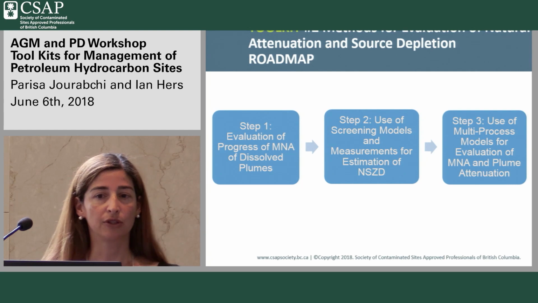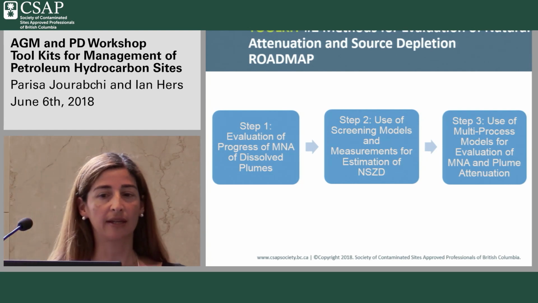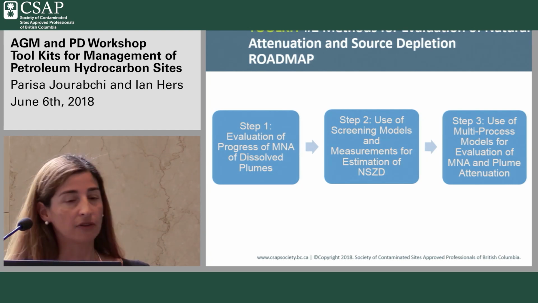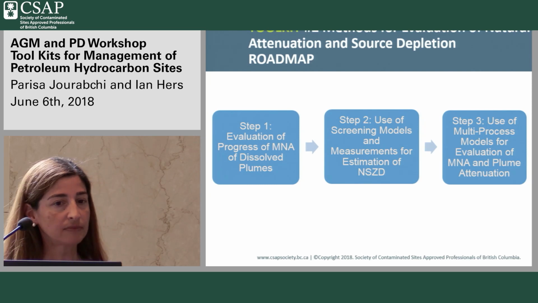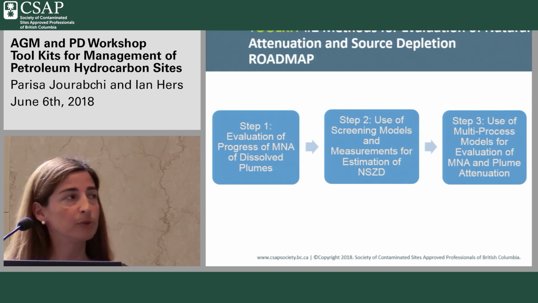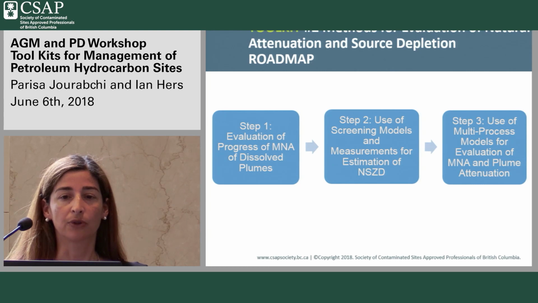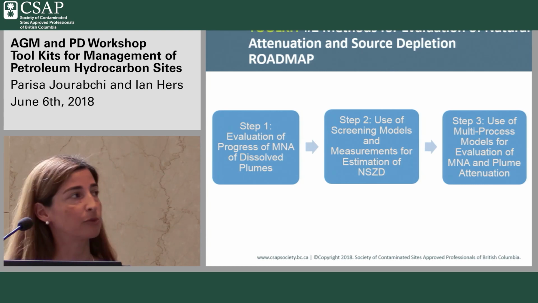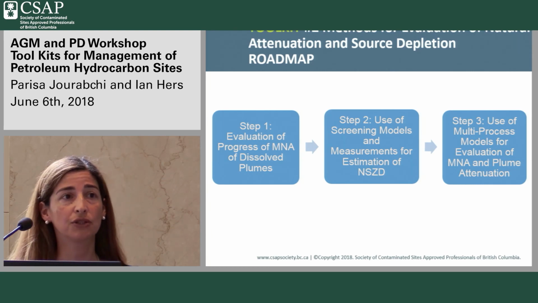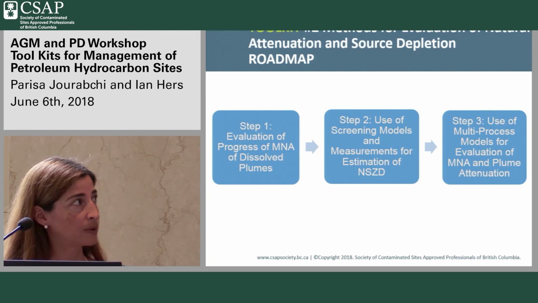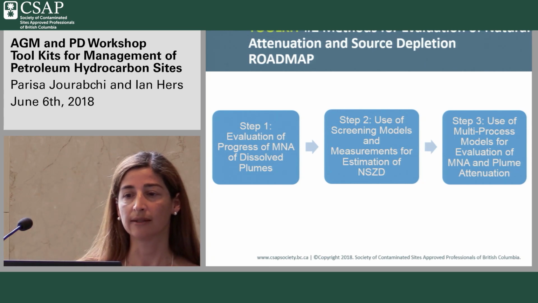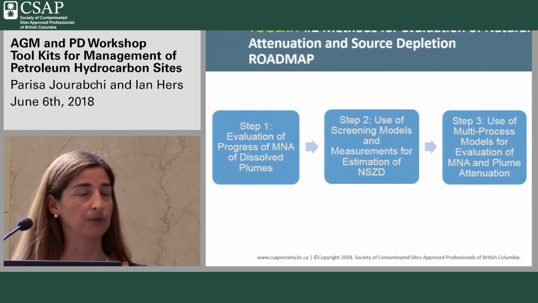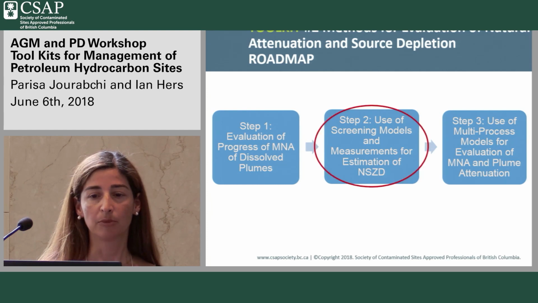Toolkit number 2 consists of 3 different steps. Step 1 is evaluation of MNA and lines of evidence for dissolved plumes. Step 2 is the use of screening models and measurement methods for natural source zone depletion, including the vadose zone and the saturated zone. And step 3 of this toolkit provides multi-process models for evaluating MNA and plume attenuation.